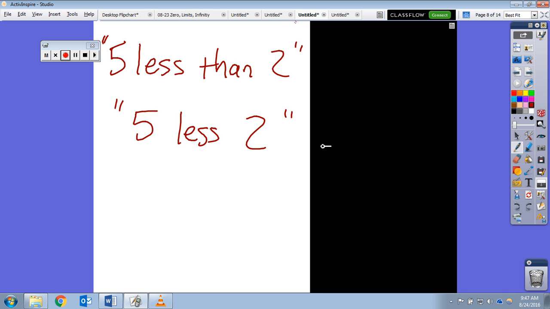All right, here's good ones here. 5 less than 2 versus 5 less 2. How would you write the expression 5 less than 2? 2 minus 5. It would be 2 minus 5.